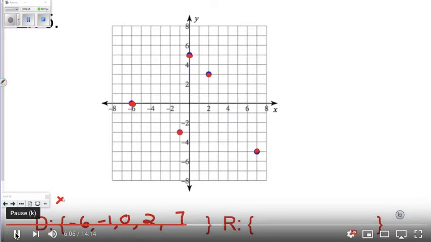When you're looking for the range, the y values, you start from the bottom of the graph and work your way up. The smallest y value is -5, then -3. Our next one is at 0. Then we have one at y equals 3. And finally one at y equals 5.